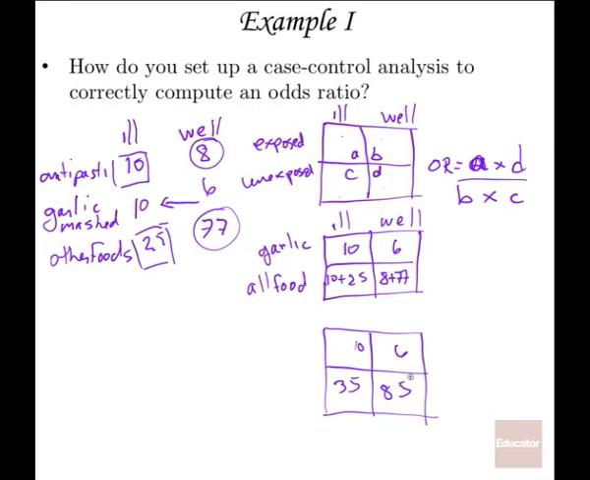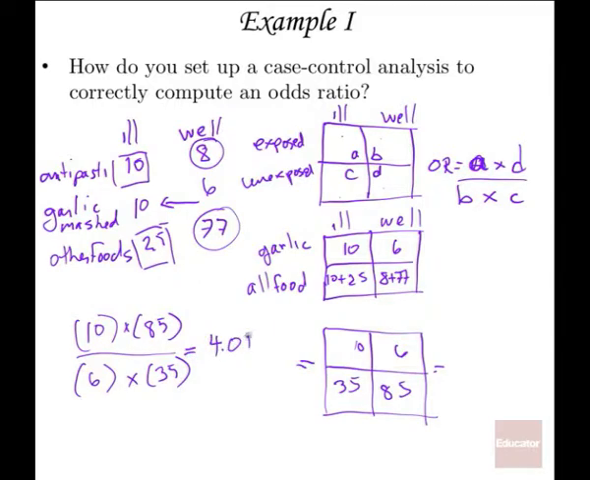Okay, so there you go. So then you do the computation. So, let's go this way. We could do 10 times... A times D, which is 85, divided by 6 by 30 times 35, just by using the AD over BC. And if you work that out, guess what? It equals 4.05, which was our odds ratio for the garlic mashed potatoes.